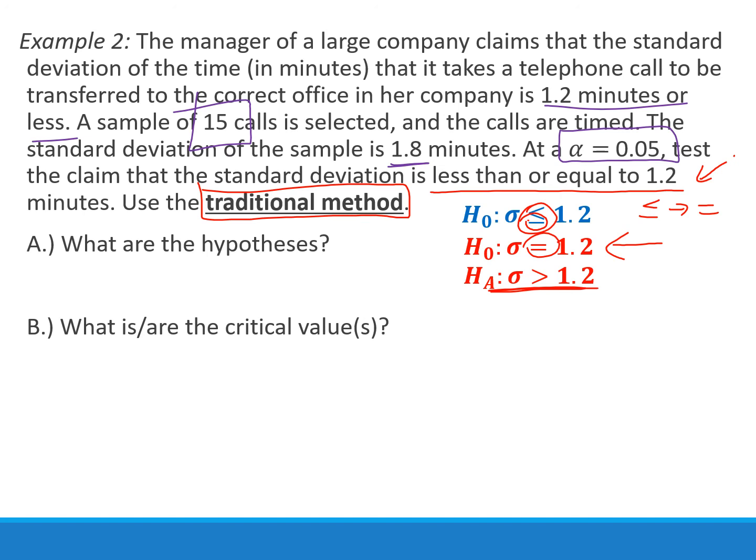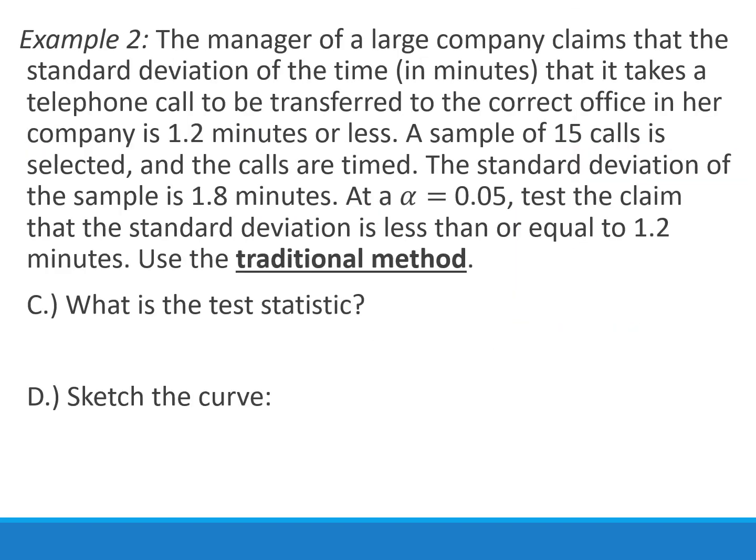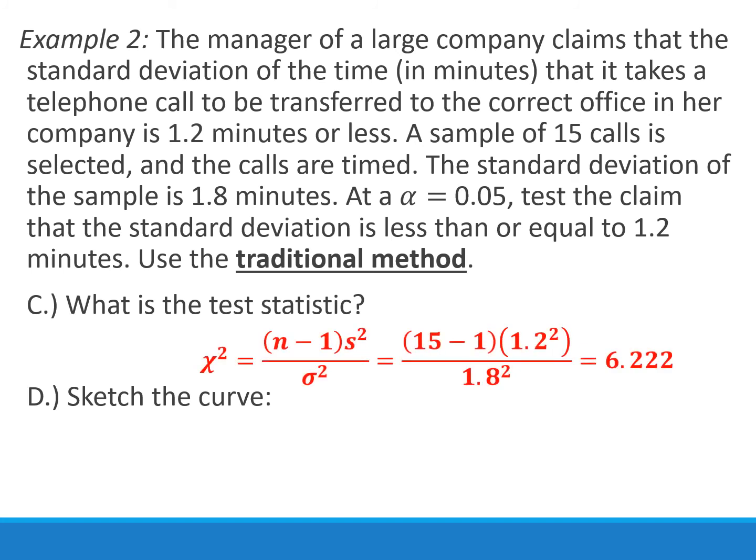Critical value: based on this 5% up here, we're going to go to our table, 14 degrees of freedom. We're on the right side because it's a right-tailed test. We want to put on that 5%. So 5% on the right, 23.685. Test statistic: again, we're just going to plug it into this equation here. When we do that, we get 6.222. Reminder, our chi-square critical value is 23.685.